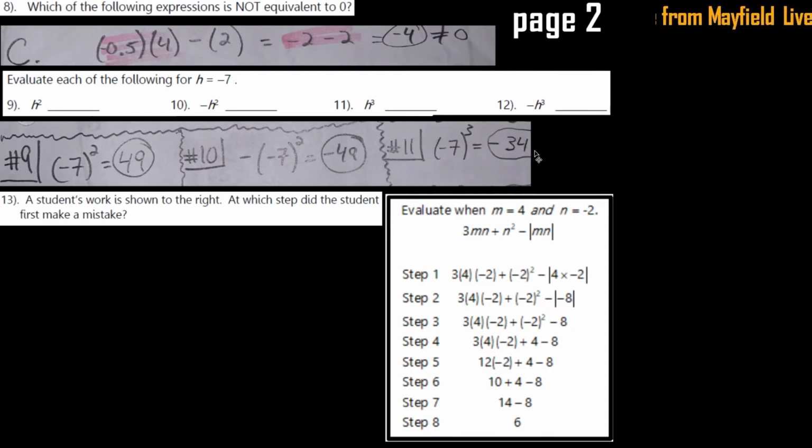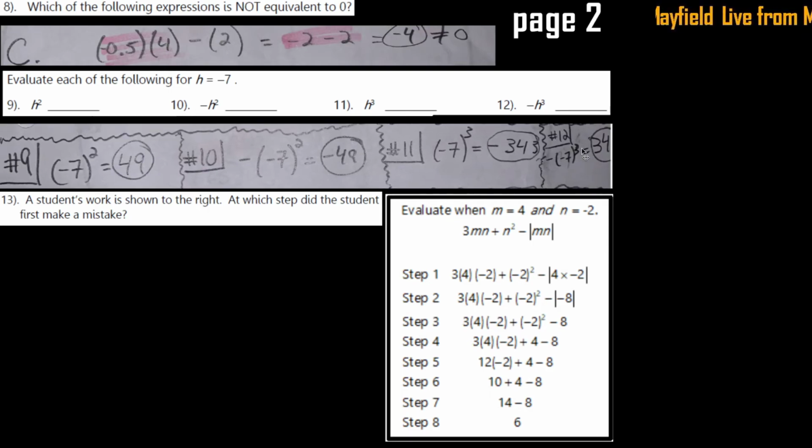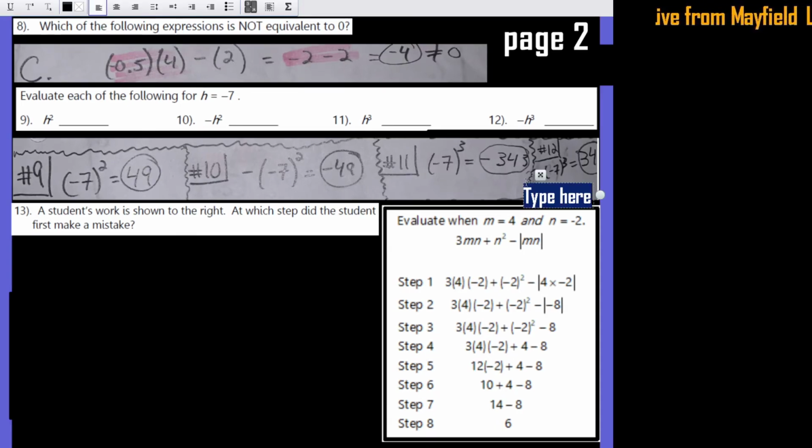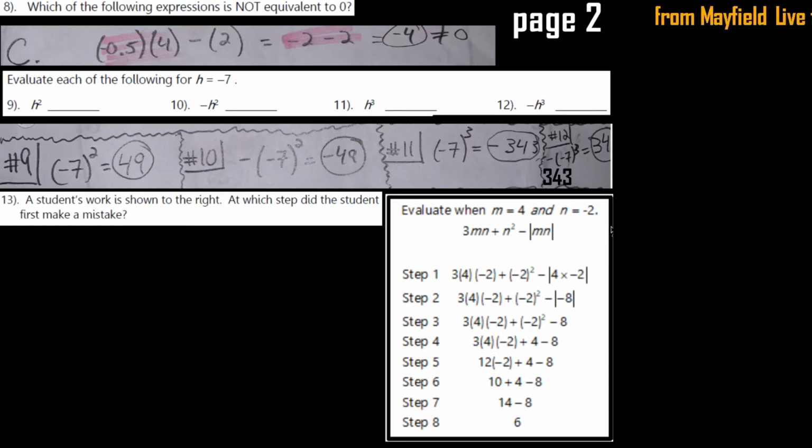For 11, I have negative 7 to the third power. That's going to be negative 343. And then I have the opposite of negative 7 cubed, which actually got cut off, let me make sure I typed that in correctly. That should be a positive 343. Again, you can see you're getting the same kind of value, except it is opposite because that negative is on the outside.